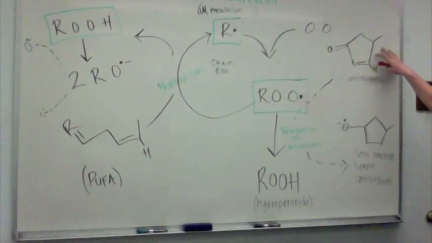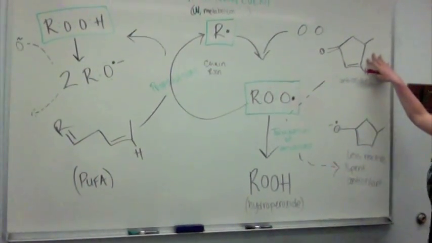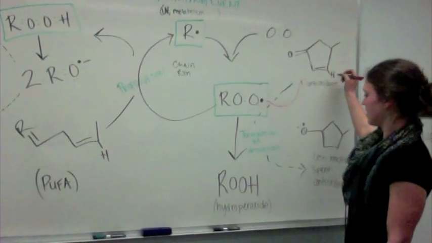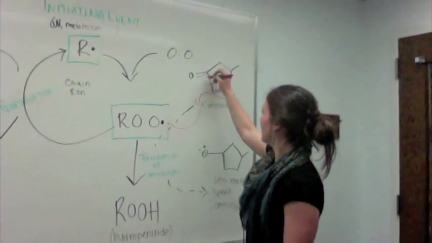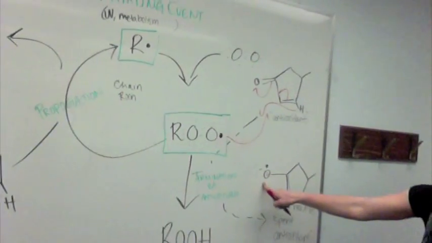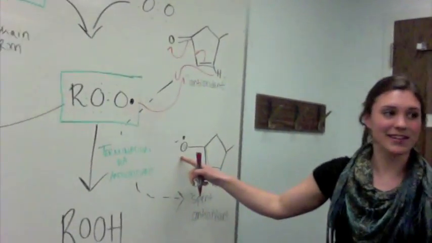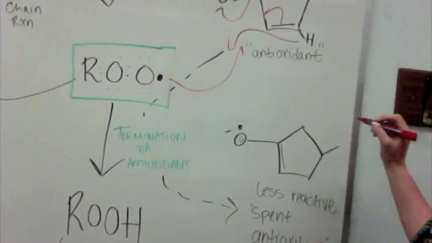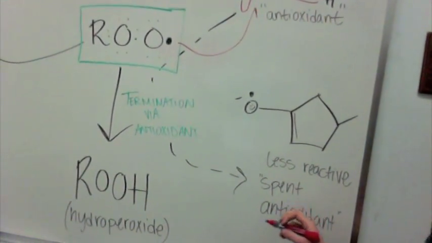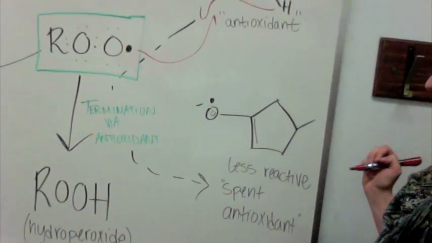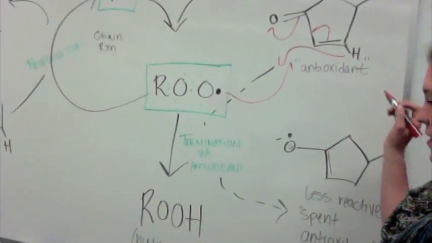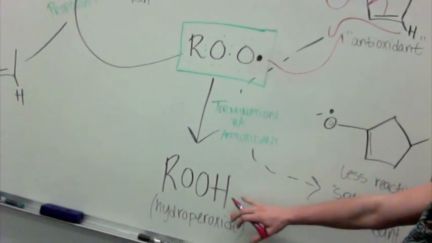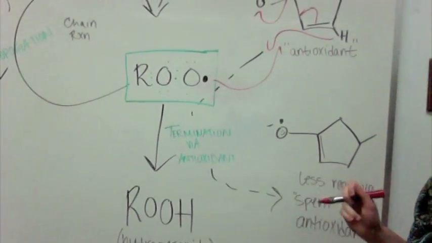So in the case of vitamin C or beta-carotene, it'll pluck off this hydrogen, and oxygen ends up with the negative charge and the extra electron, and oxygen is happy with that extra electron because it's a very electronegative atom. So then we've got this less reactive spent antioxidant that either gets regenerated or gets excreted. And then we end up with this hydroperoxide, which is a little bit more stable than that radical and less likely to do cellular damage.